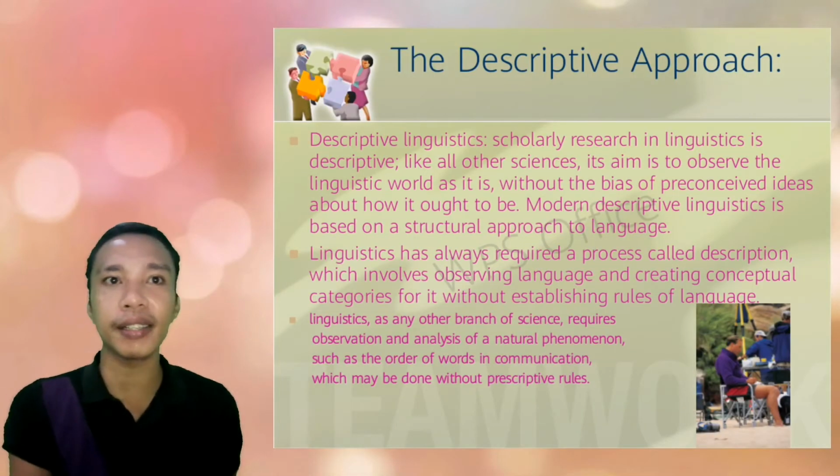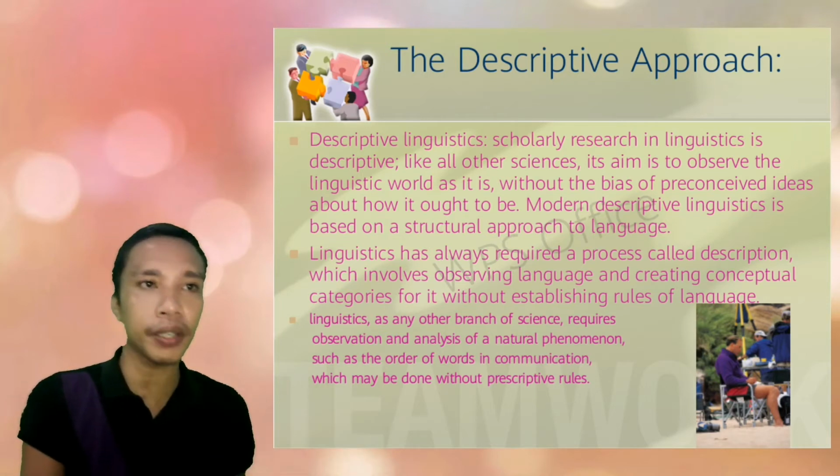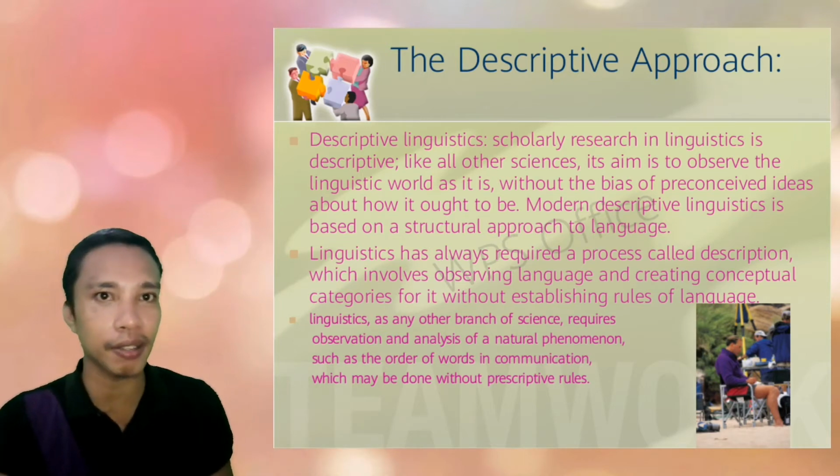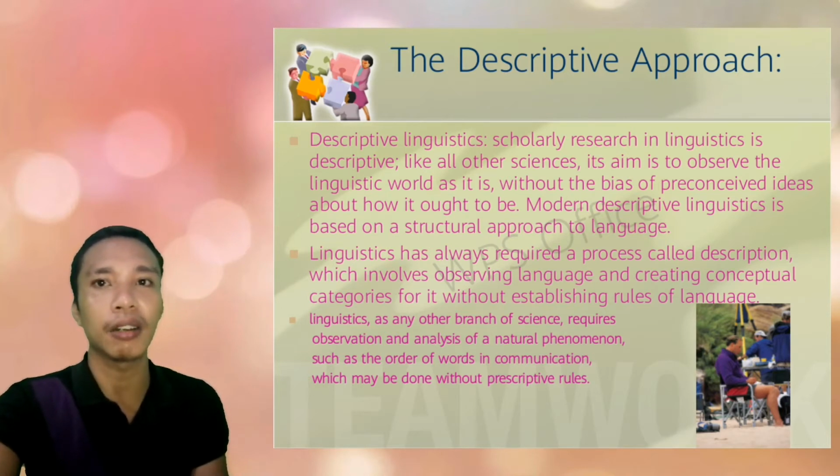Ayan. So prescriptive is, again, just a quick recap, how a certain language or a certain word should actually be used in a specific sentence. And descriptive, now, this is what we're going to talk about. Descriptive is how a certain person uses that specific language. So here it is. Descriptive linguistics: scholarly research in linguistics is descriptive. Like all other sciences, its aim is to observe the linguistic world as it is, without a bias of preconceived ideas about how it ought to be.